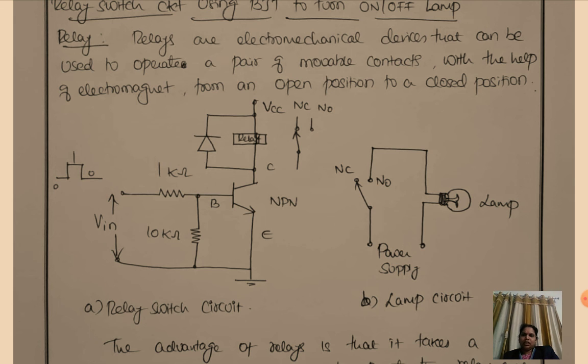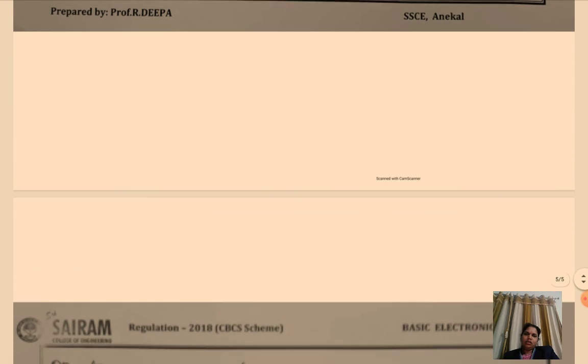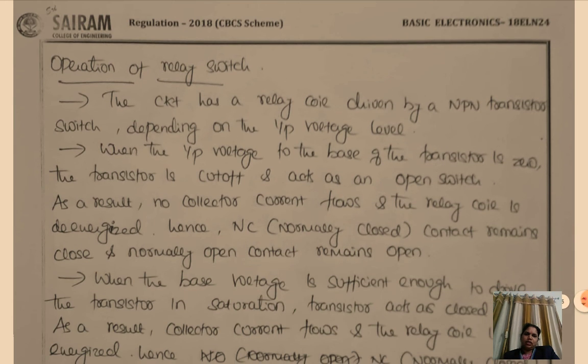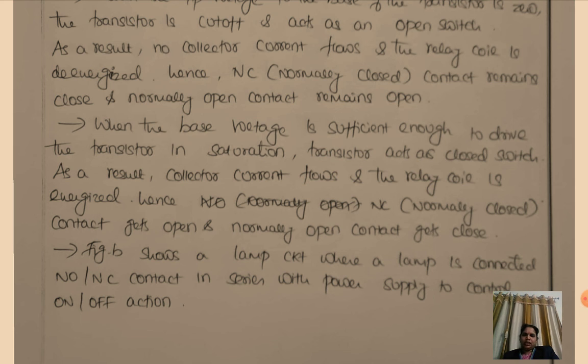And the advantage of the relay is that it takes a relatively small amount of power to operate the coil, and the relay itself can be used to control motors, heaters, lamps or any AC circuit which can draw a large amount of electrical power. So this is the operation we have discussed now. Okay, let us continue in the next class.